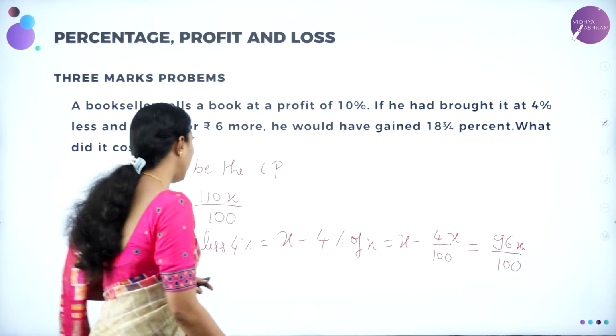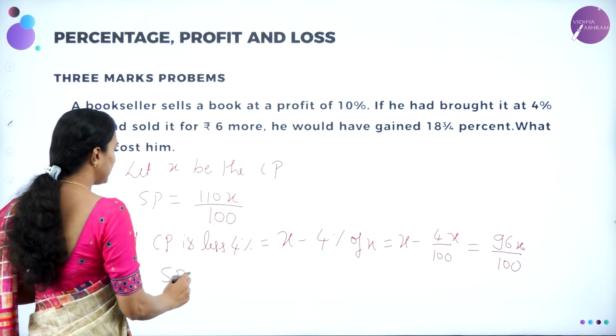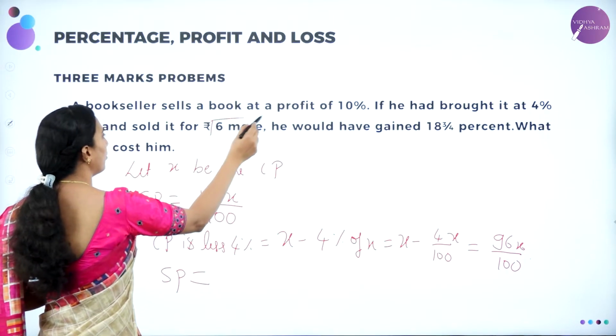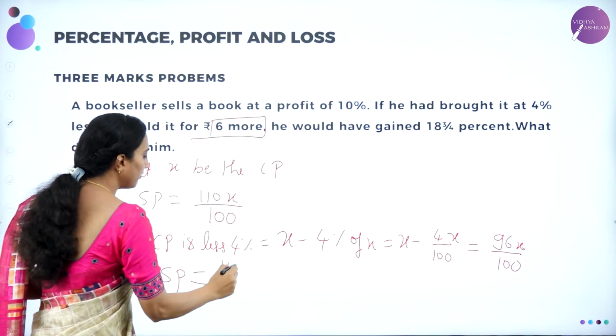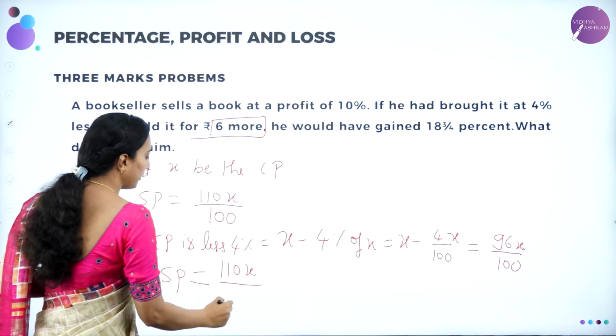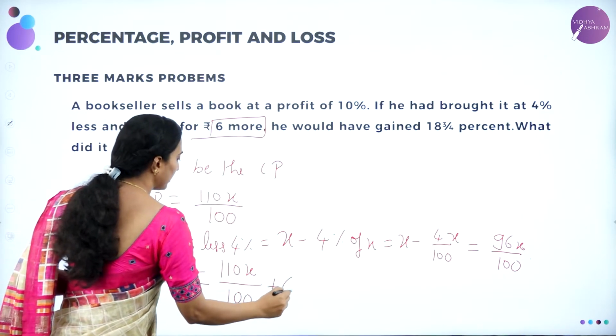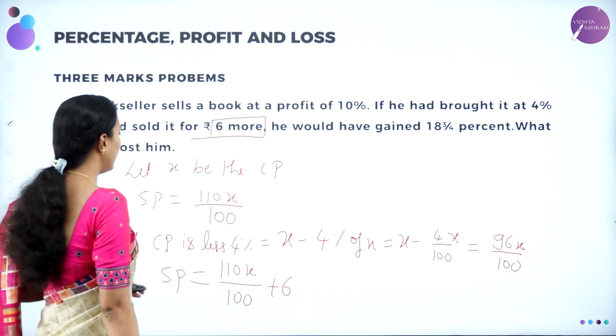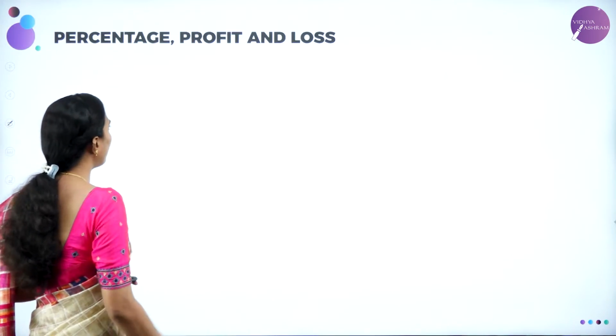Now what will be the selling price? Selling price will be equal to, he is going to gain 6 more rupees, which means you are going to have 110x divided by 100 plus 6 more, correct? So therefore you are going to have, and then profit.